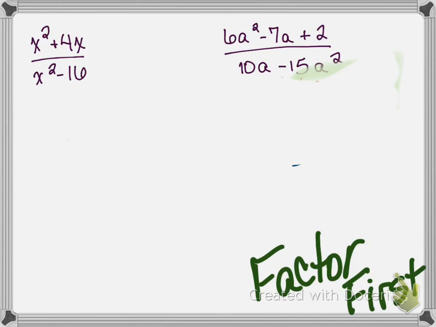So, x squared plus 4x divided by x squared minus 16. I'm going to give you 1 minute. I want you to factor that. You've got a GCF to take out at the top. You've got difference of perfect squares on the bottom.